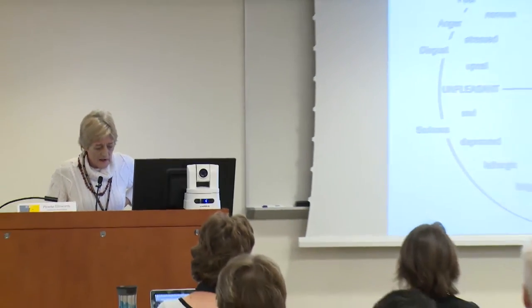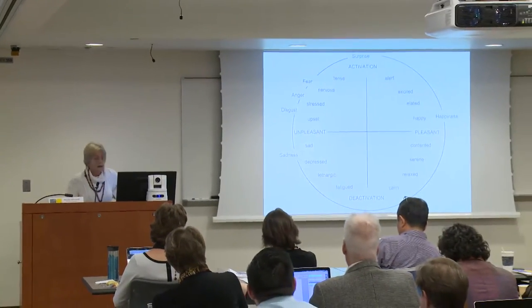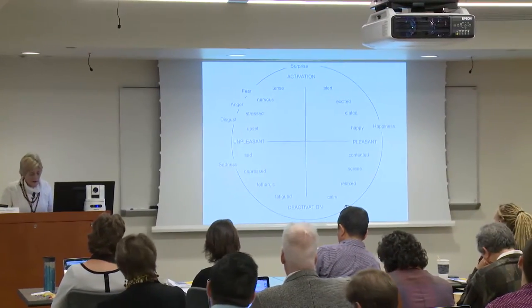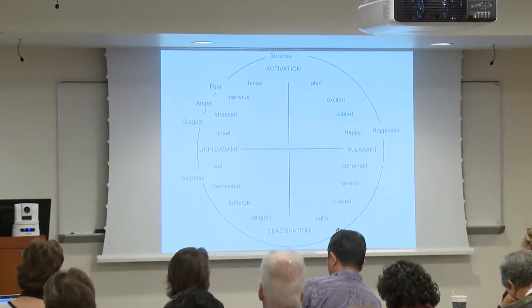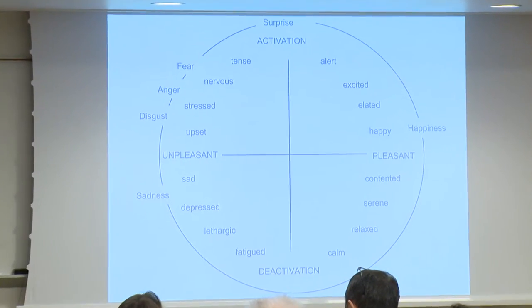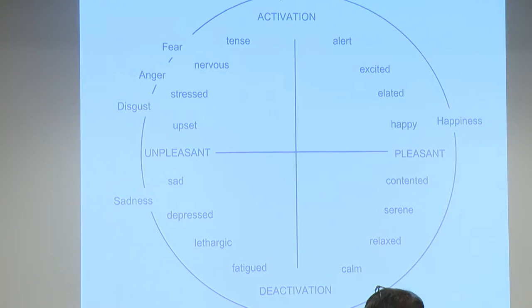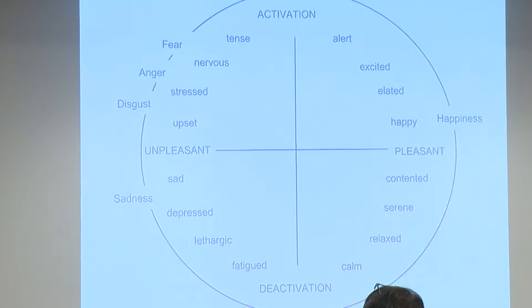Okay, so the problems with two-dimensional theories are, first of all, most of the interesting emotions are in the same place. So if you look at the upper, from your point of view, left-hand quadrant, you see that fear, anger, and disgust are practically on top of each other. On the other hand, at the bottom of the dimensional arrangement, you see there really aren't enough emotions. They're emotions that don't seem that different, filling up the whole bottom quadrant.